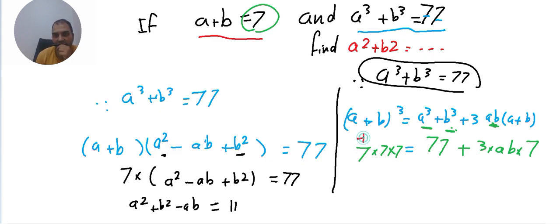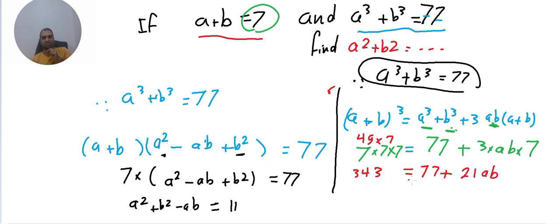7 times 7, 49. 49 times 7. 7 times 9 equals 63. Write 3 and carry 6. 4 times 7, 28. 28 plus 6 equals 34. And then the answer will be equal to 77 plus 21 product by ab. And then you can subtract 343 minus 77. 13 minus 7 equals 6. And 3 minus 7, you can do it. 13 minus 7 equals 6 on the right 2. And then you can divide it by 21 to find the value of ab.